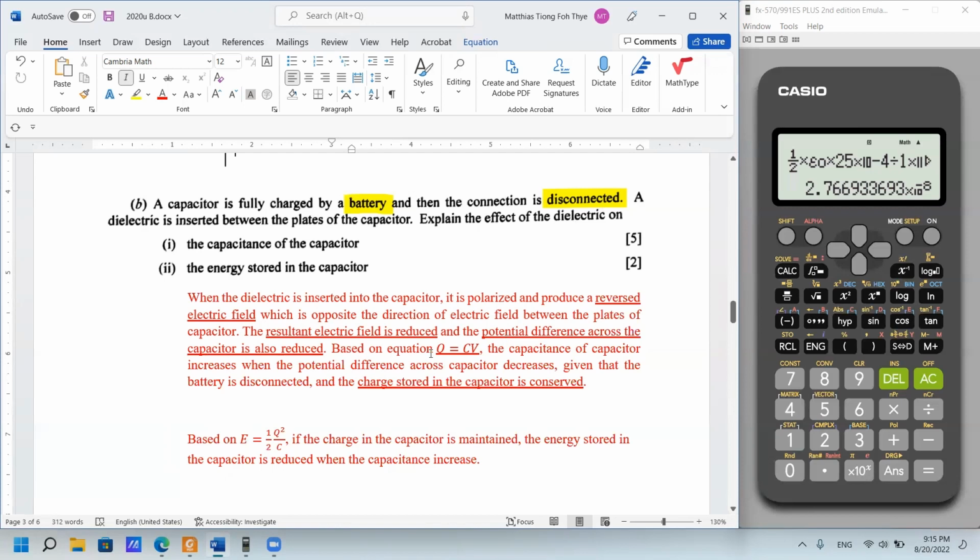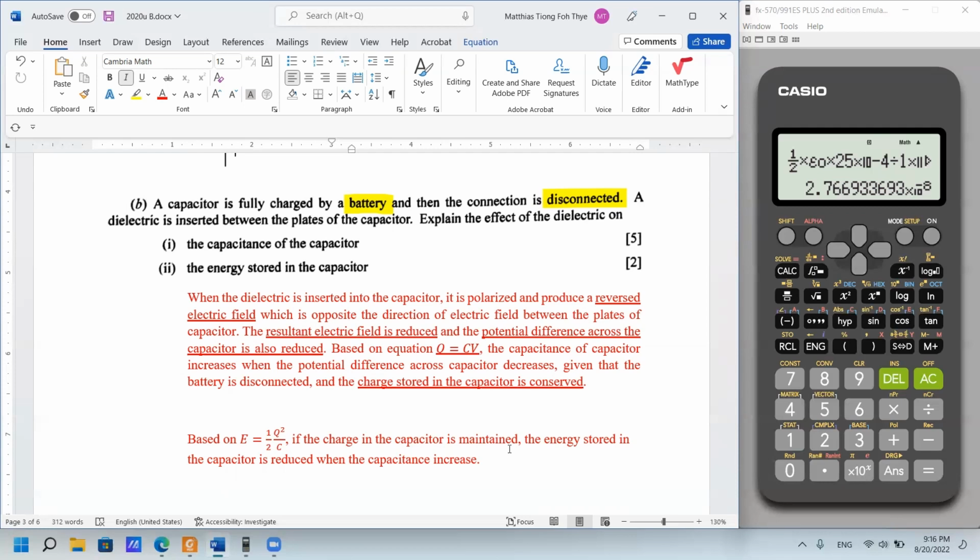Based on the equation Q equal to CV, capacitance is increased when the potential difference across the capacitor decreases, given that the battery is disconnected and the charge in the capacitor is conserved. For the energy stored, we have the formula half Q squared over C, because charge is conserved, so we have to use this formula. If the charge is maintained, when the capacitance increases, energy is decreased.